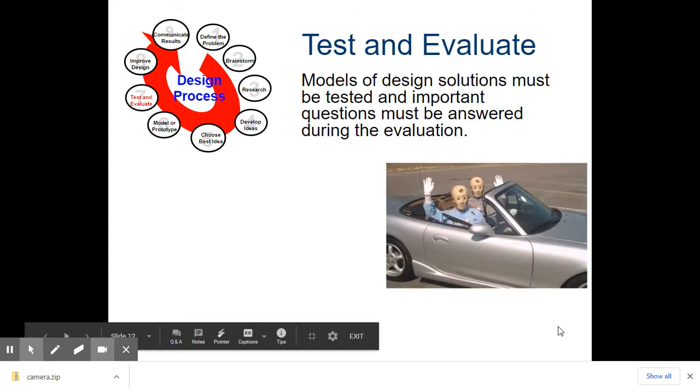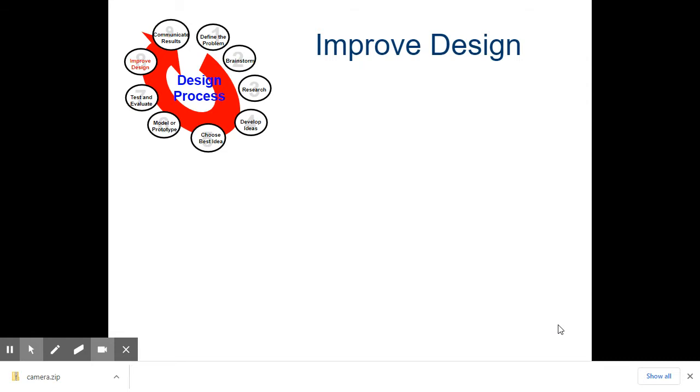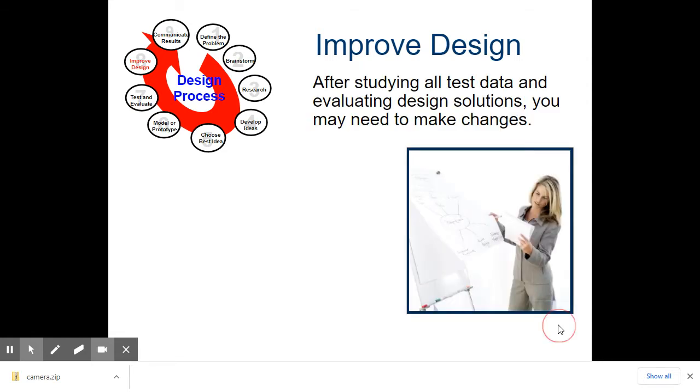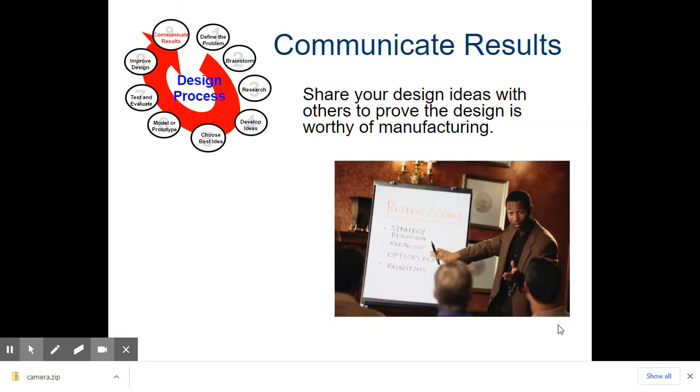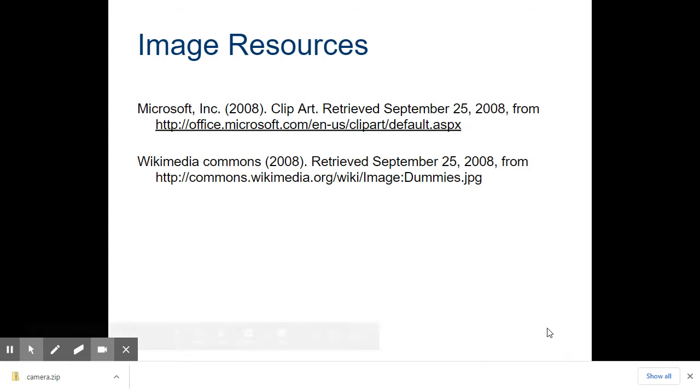Testing and evaluate, you're actually going to use it, see if it works. See, does it meet the criteria? Do you need to make any changes to it? And then make some changes if you need that. Most of the time you will. And at the end, you're going to share your results basically with a presentation of some sort.